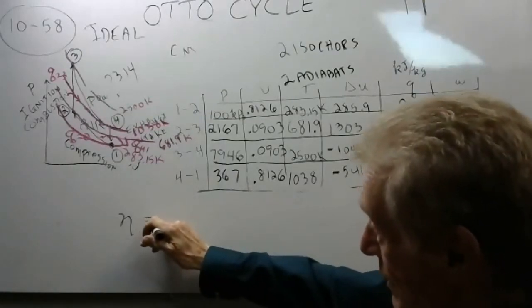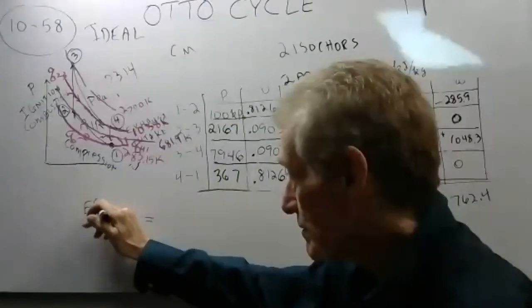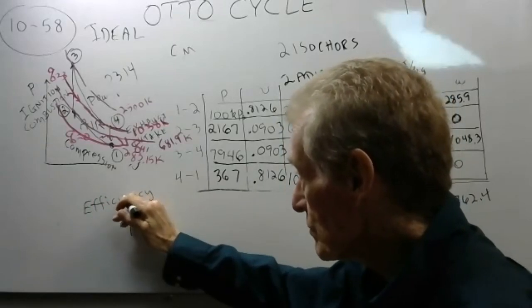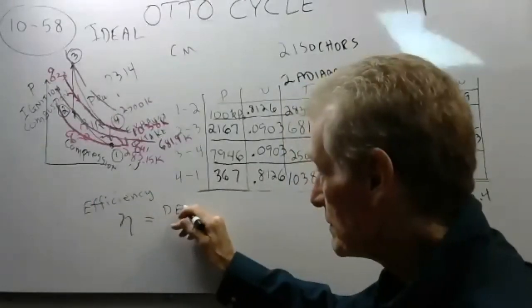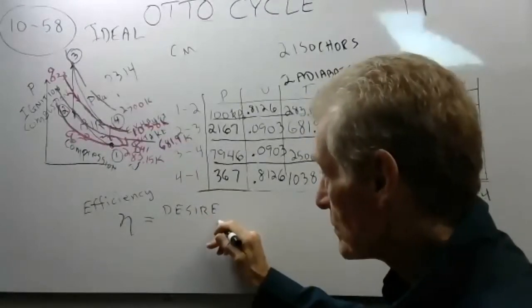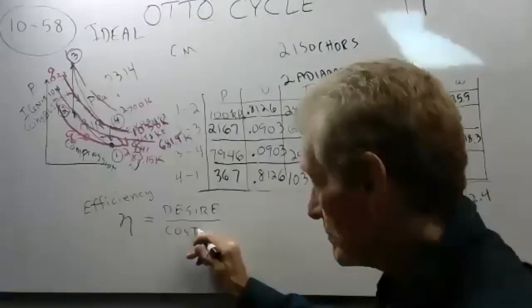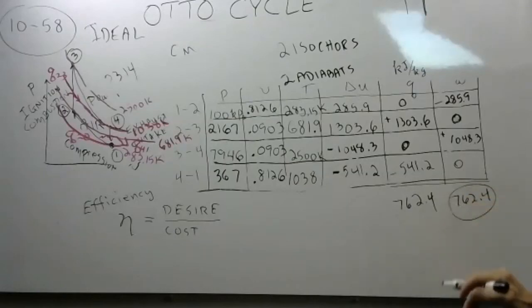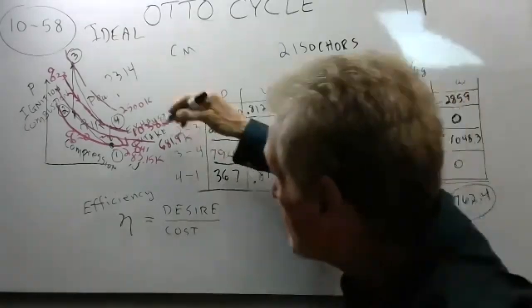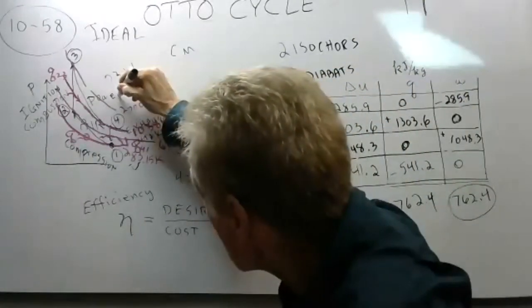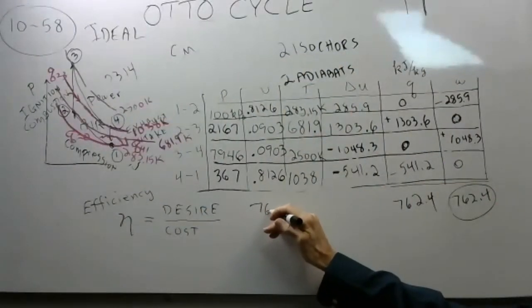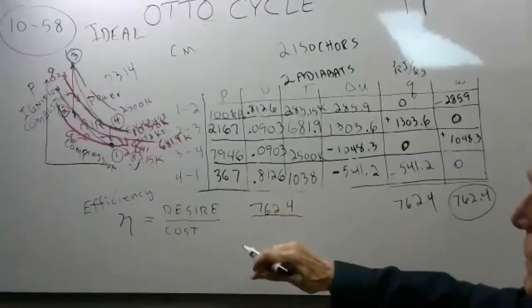Now, efficiency is always what you desire divided by something that costs you. Well, what you desire is this right here. It's a heat engine. It's a power cycle. You're getting power out of this thing. And so in the numerator, you got 762.4. Now, what is the cost?